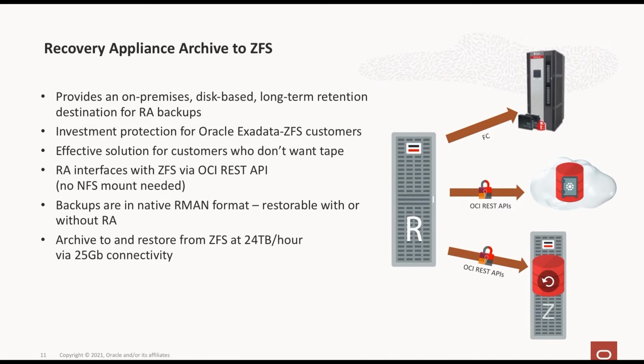The backups sent to the ZFS storage appliance, like it happens for cloud buckets, are in standard native RMAN format, so they can be restored also without the recovery appliance. And in some tests that we did, we were able to reach almost wire speed when reading and writing to ZFS. We had an average throughput of 24 terabytes per hour natively, and you basically almost double it using compression, using the 25 gigabit Ethernet ports, both on recovery appliance and ZFS.